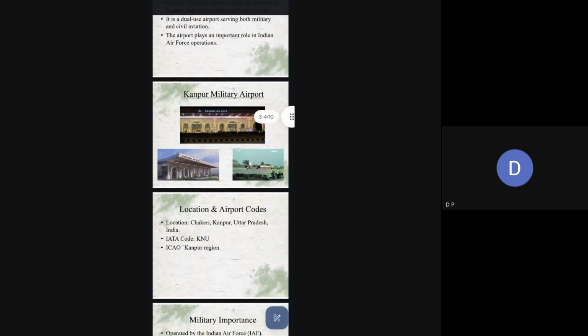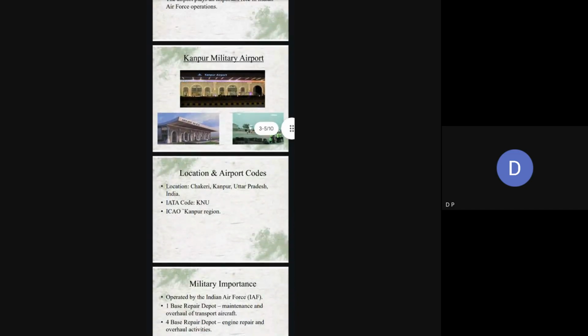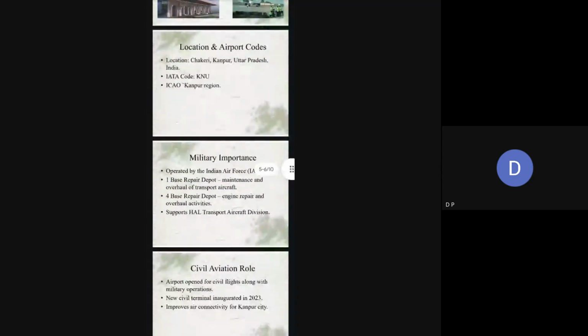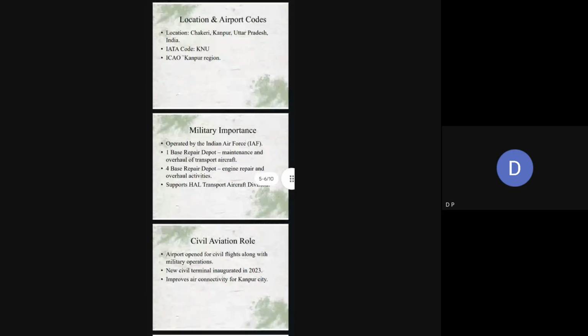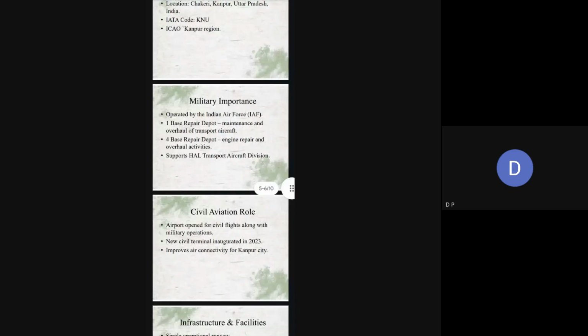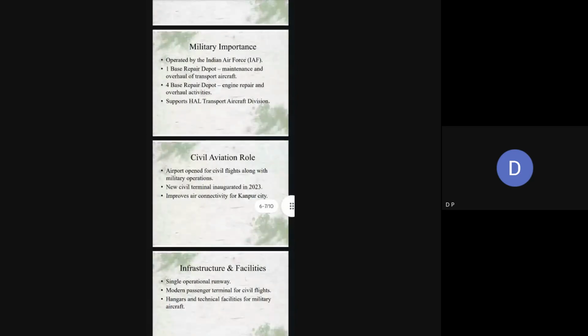Location: Chakeri, Kanpur, Uttar Pradesh, India. Code KNU. Kanpur region, of military importance, operated by the Indian Air Force. First base repair depot for maintenance and overhaul of transport aircraft, engine repair and overhaul activities, supports HAL transport aircraft divisions. Civil aviation role: the airport is open for civil flights along with military operations.